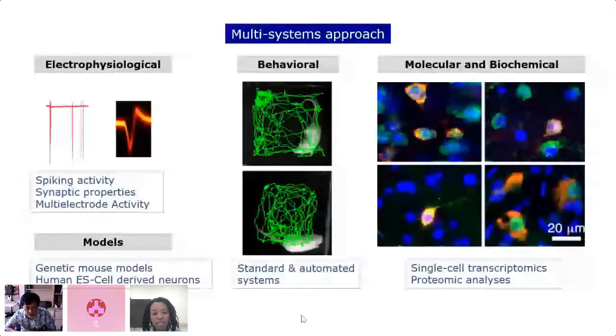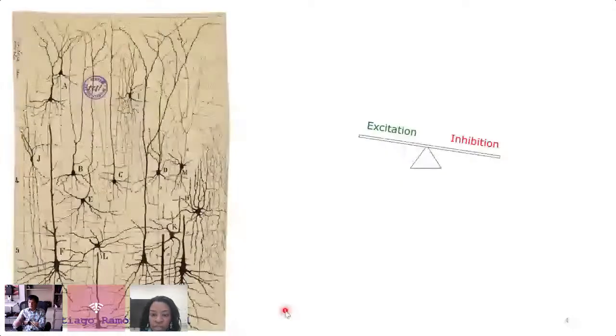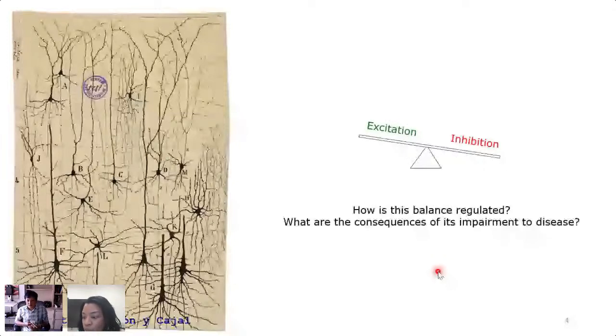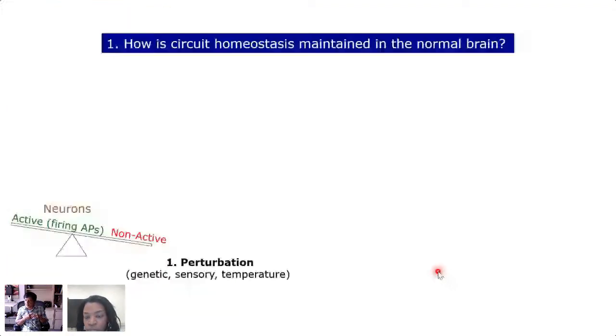So as I mentioned, to fulfill our mission at the SNC, we use a multi-systems approach, and we address these questions primarily using genetic mouse models. As you know, nervous systems function using a balance between excitation and inhibition, and this balance is tightly regulated. I want to understand how this balance is regulated and what are the consequences of its impairment to disease. But in order to answer these questions, you must study a bigger question, which is how is circuit homeostasis maintained in the normal brain?